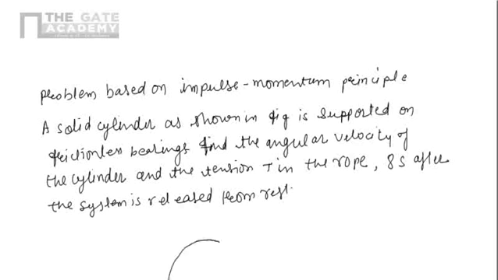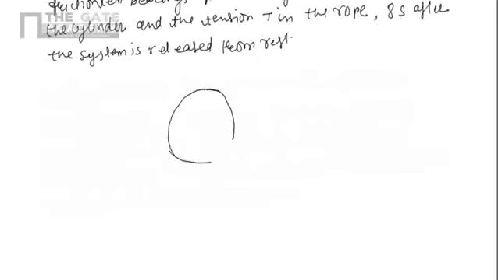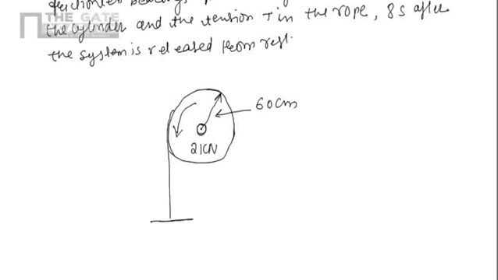So I am now drawing the diagram. This one is the solid cylinder. This one is the bearing here, and if you see the radius, this is 60 centimeter, and the weight of this cylinder is 2 kilonewton. It is rotating in anti-clockwise direction. Here we have a rope which is connected with a mass of 600 Newton. So in this problem we are interested in the angular velocity of the cylinder, that is omega. So find omega and T.